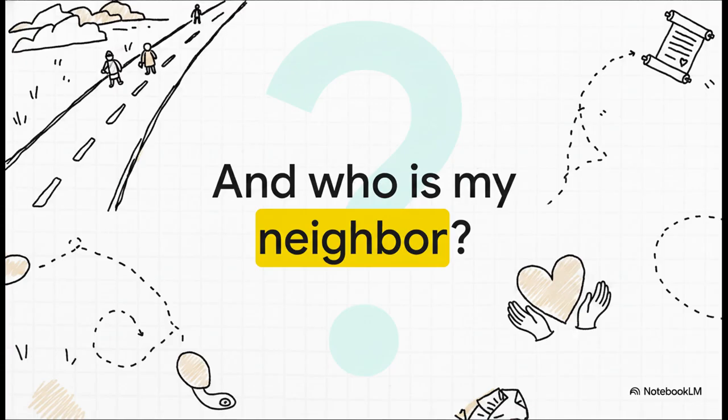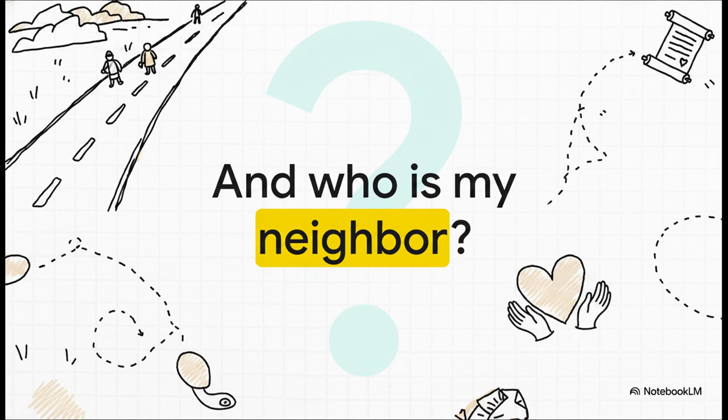The whole thing kicks off with this single pivotal question posed by an expert in the law: "And who is my neighbor?" The text actually notes that the lawyer asked this to justify himself. He's essentially looking for a legal loophole, right? The absolute minimum requirement for his religious duty. I guess some things never really change.